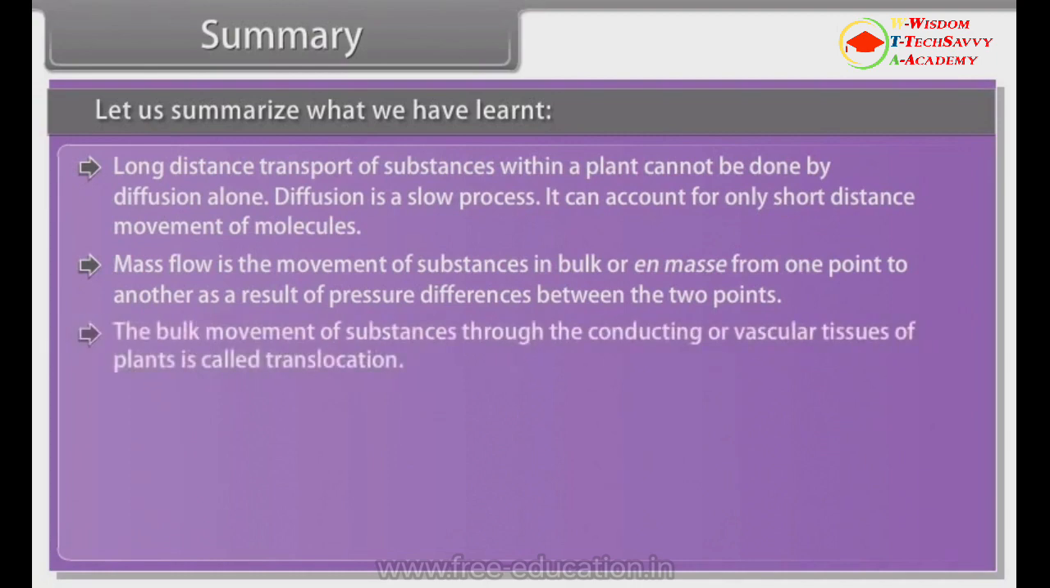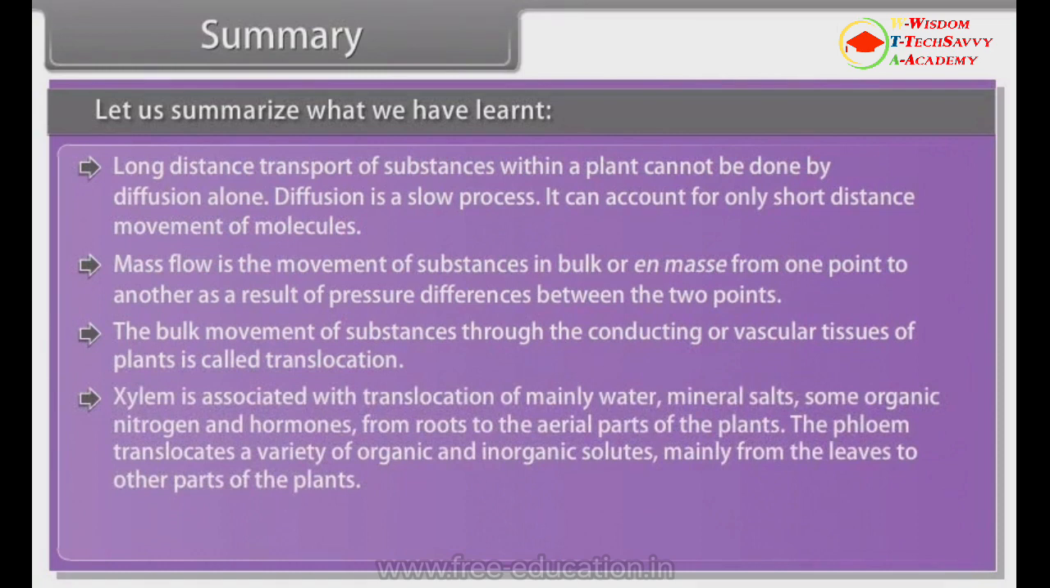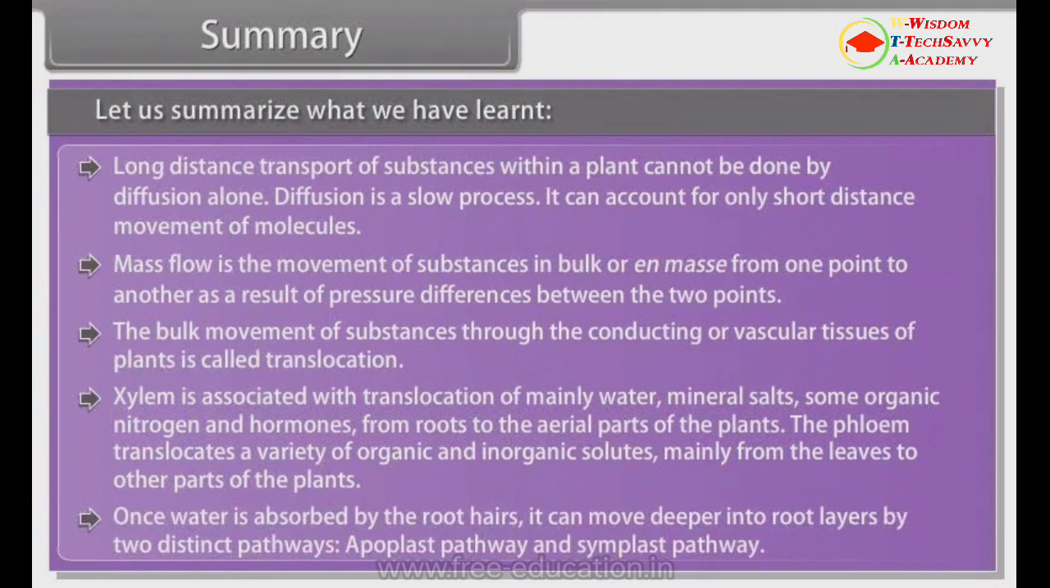The bulk movement of substances through the conducting or vascular tissues of plants is called translocation. Xylem is associated with translocation of mainly water, mineral salts, some organic nitrogen and hormones from roots to the aerial parts of the plants. The phloem translocates a variety of organic and inorganic solutes, mainly from the leaves to other parts of the plants. Once water is absorbed by the root hairs, it can move deeper into root layers by two distinct pathways, apoplast pathway and symplast pathway.